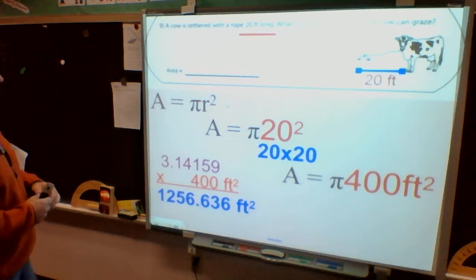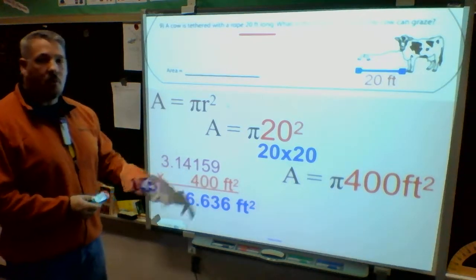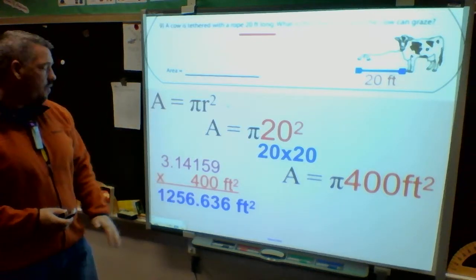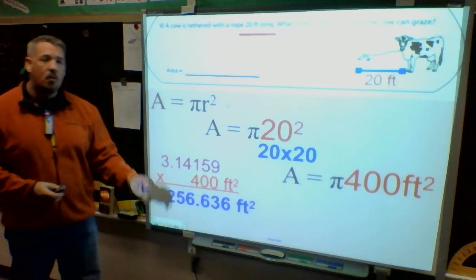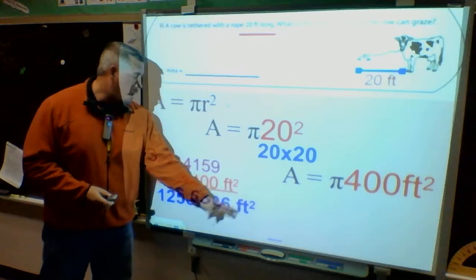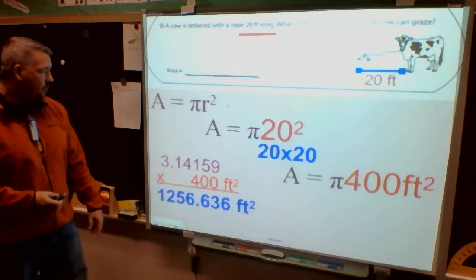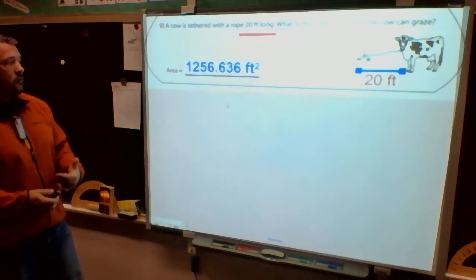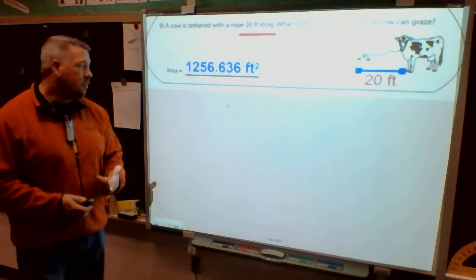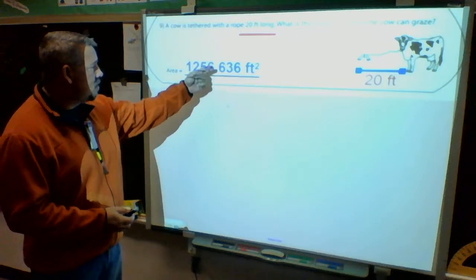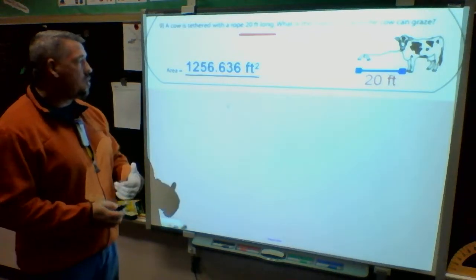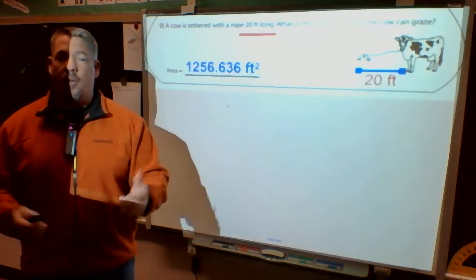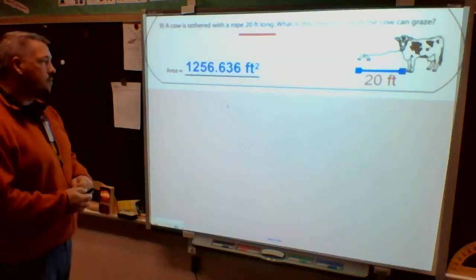So don't let that confuse you when you do it on your paper and you type it in your calculator and it already has dropped those zeros off. It just dropped those 2 zeros from the very end. But your final answer then is going to be 1,256 and 636 thousandths of a square feet that cow gets to walk around and graze in.